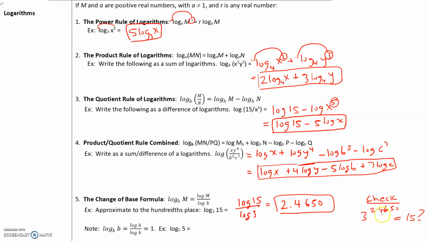And if you put this in a calculator, you won't get exactly 15 because we rounded the 2.4650, but we will get very close to it.